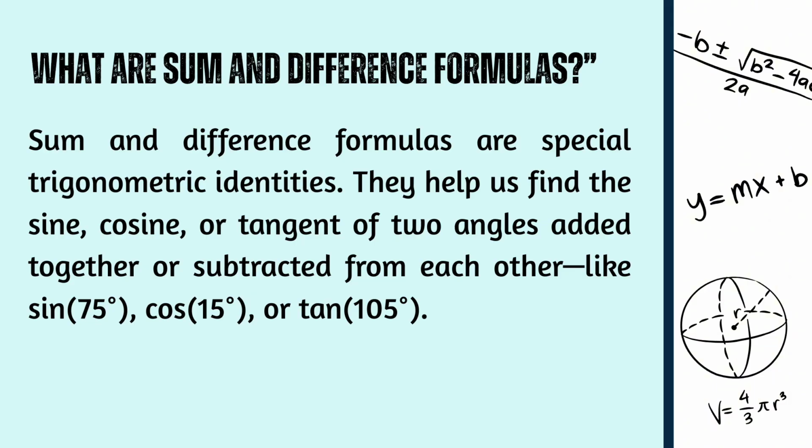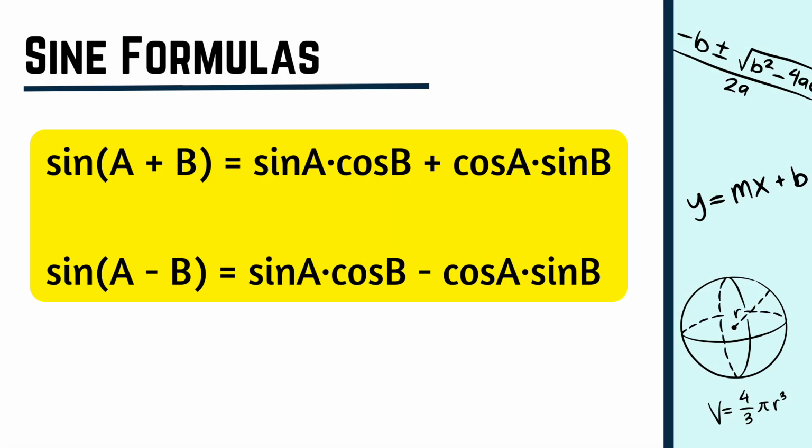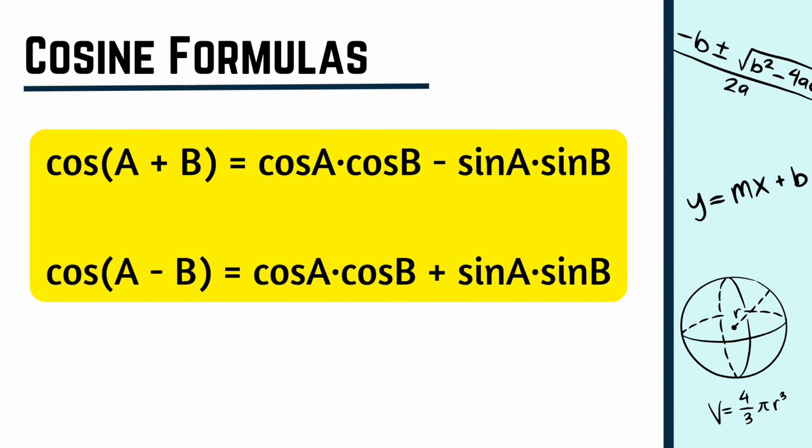Now, let's look at the actual formulas. The sine formulas. These help us calculate the sine of a sum or a difference of angles. So to find the sine of A plus B, you multiply the sine of the first angle by the cosine of the second, then add the cosine of the first angle times the sine of the second. If you're subtracting the angles, you do the same but subtract the two parts.